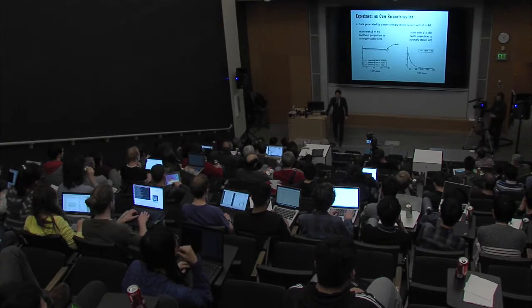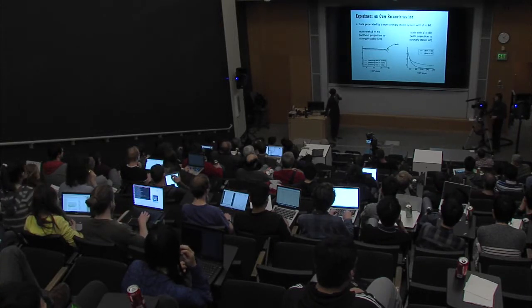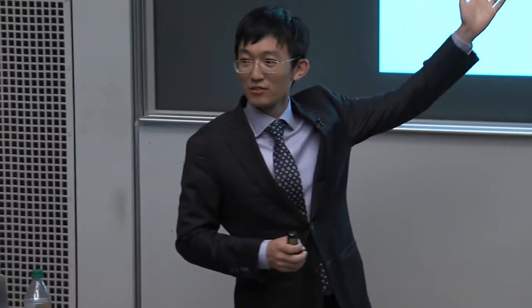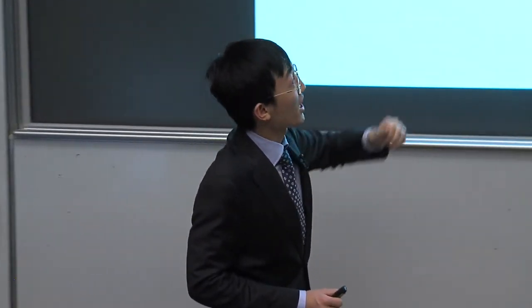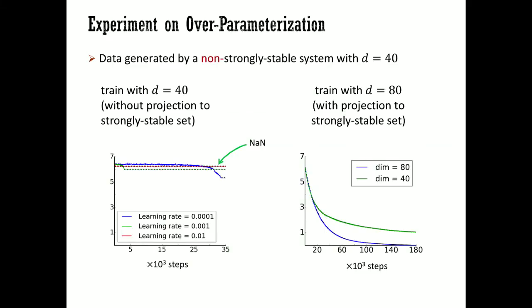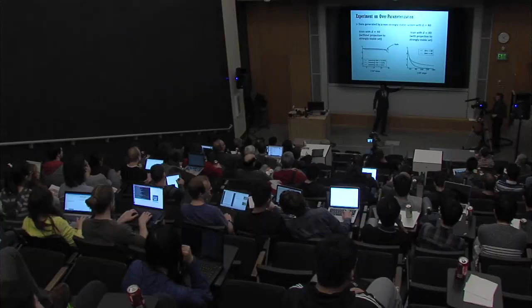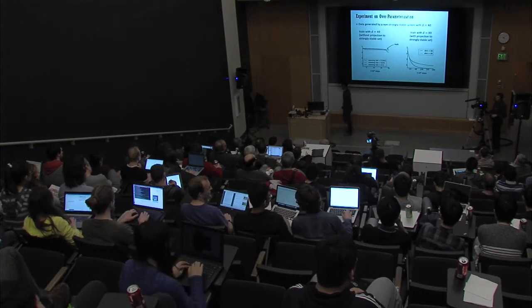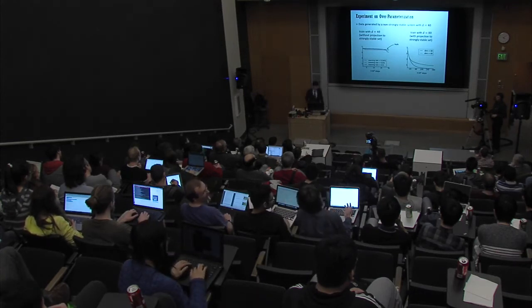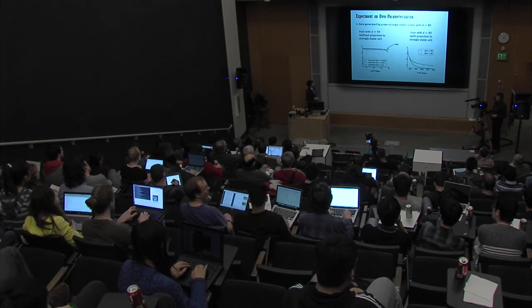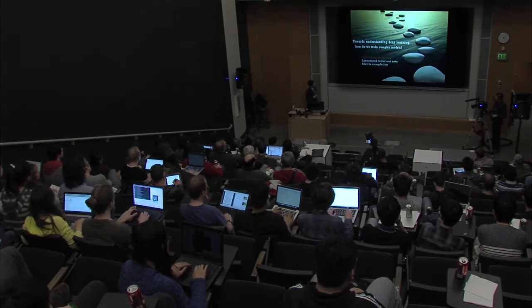But if you train at 40 and project back, is it okay? Yes, so that's this curve. If you train with dimension 40 and project back to the strongly stable set, you should expect that it doesn't work, because the true system is not strongly stable and you do projection anyway. That's why we see underfitting here, and the error doesn't go to 0. All right, so this is all I want to say about recurrent nets.